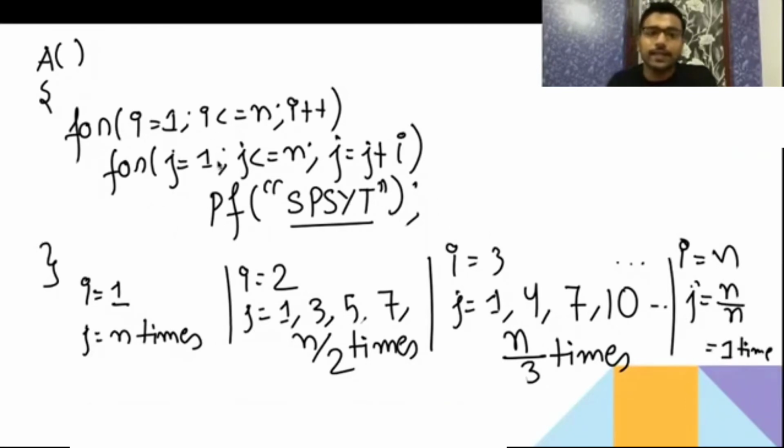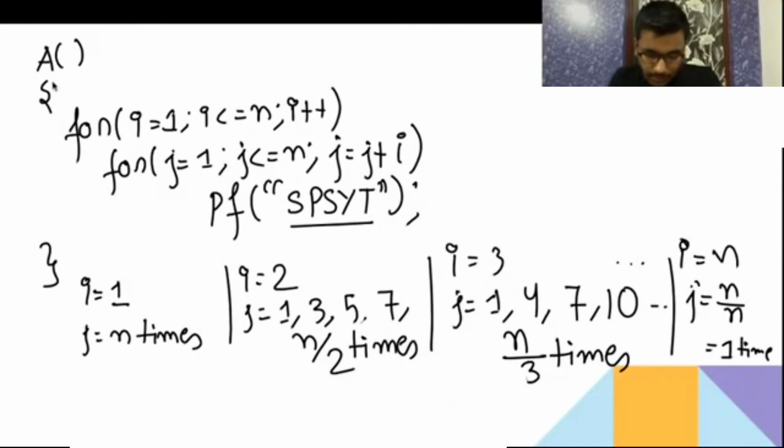Why? See here, 1 executed. Now j will become 1 plus n, that is n plus 1, is it smaller than n? No. Okay, so that many number of times it has executed. Now you have to do the sum, n plus n by 2, then n by 3, till 1. Okay, so Akansa is saying, please explain it again.